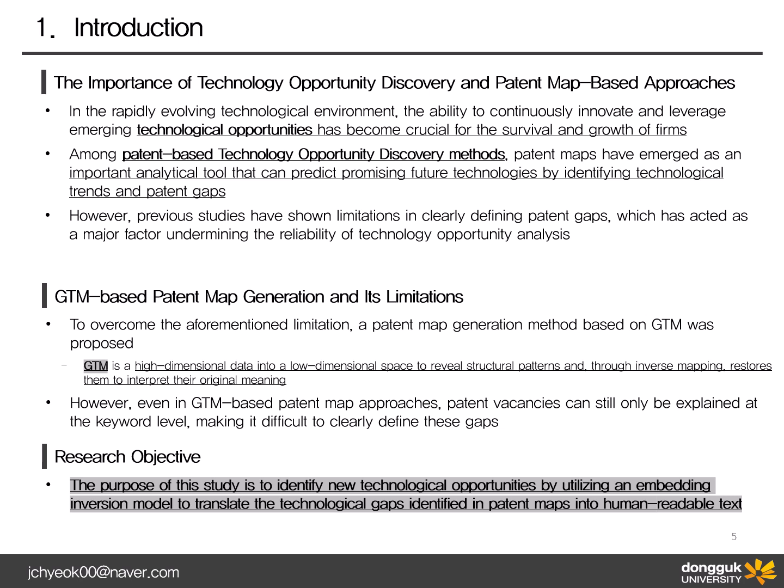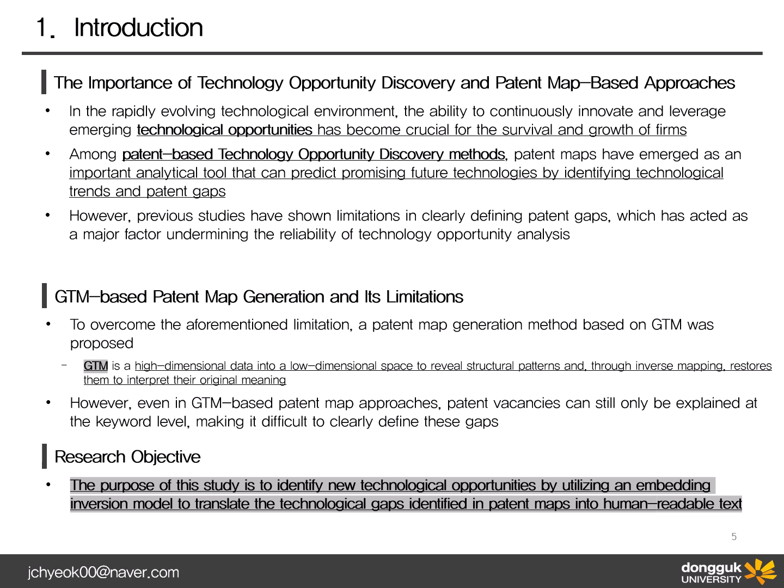Among patent-based TOD methods, patent maps have emerged as a key analytical tool for forecasting promising future technologies. However, existing studies have faced limitations in clearly defining patent vacancies. To overcome these limitations, the GTM-based patent map generation method has been proposed. GTM projects high-dimensional data onto a low-dimensional space to reveal structure, features, and latent patterns.